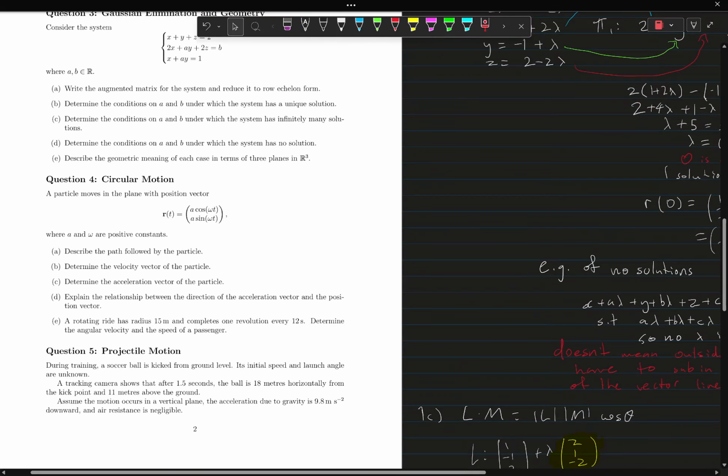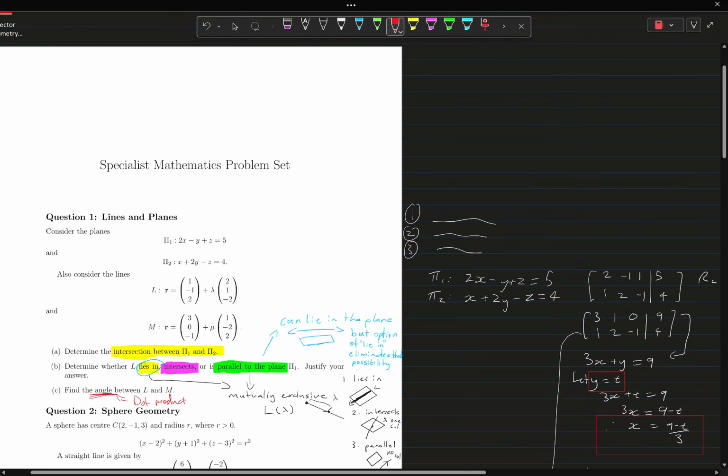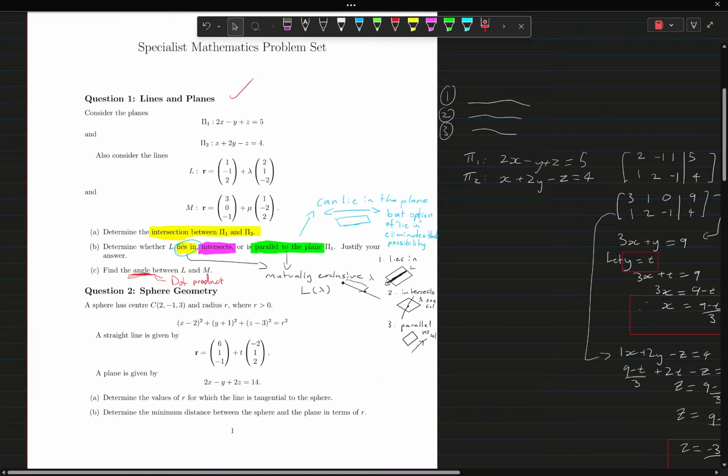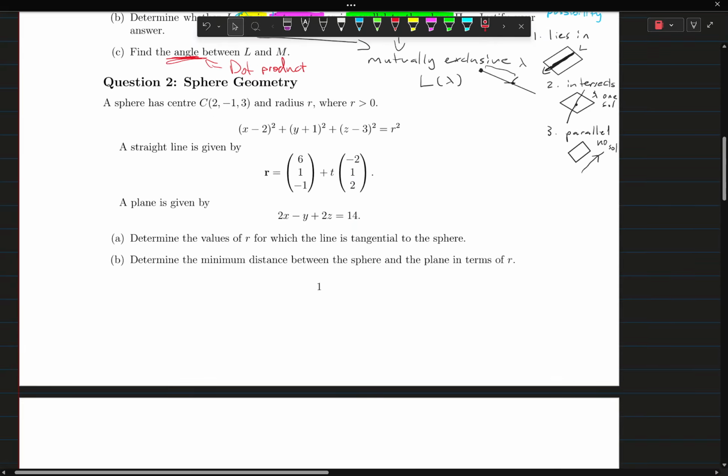Alright, that is lines and planes done. Now on to sphere geometry. But wait, quickly before I move on, does anyone have any questions?